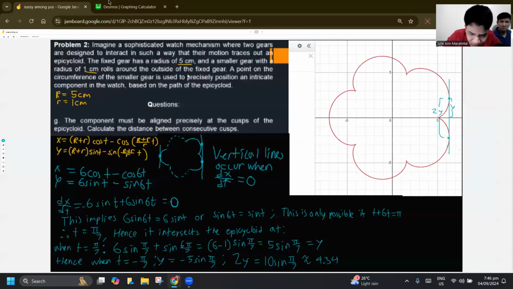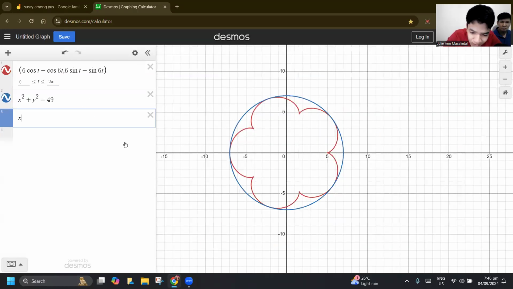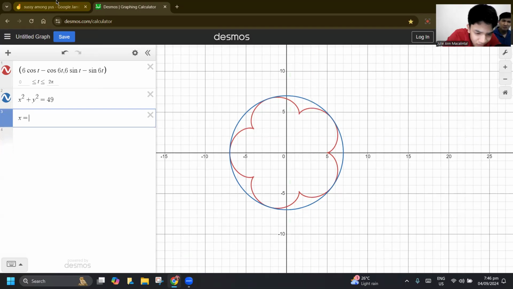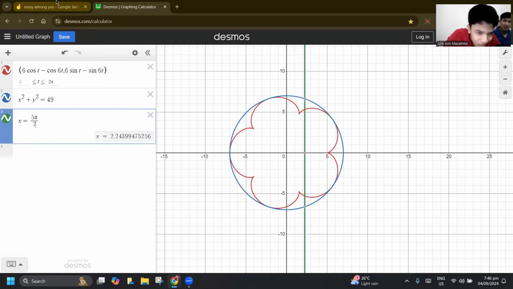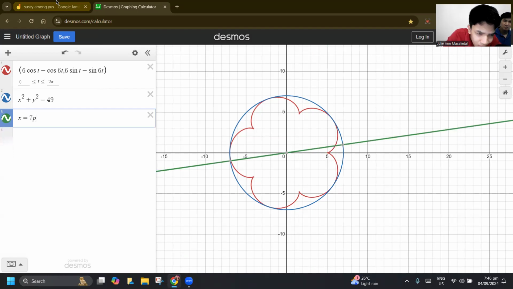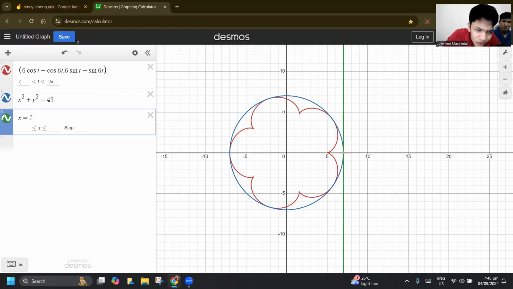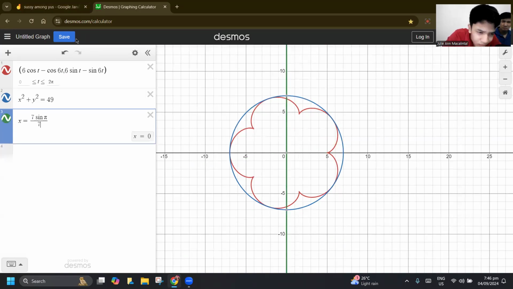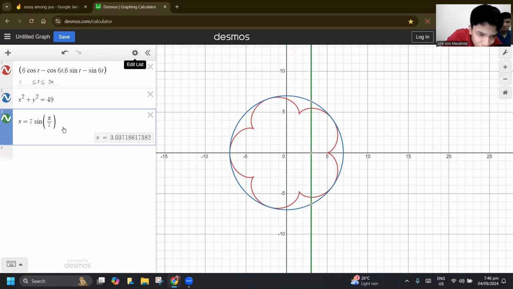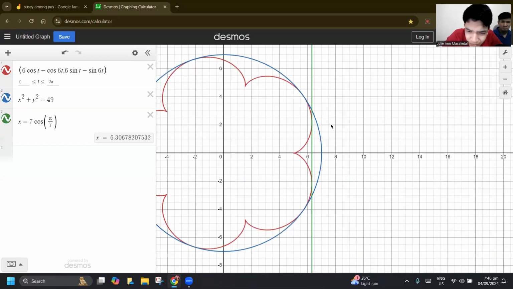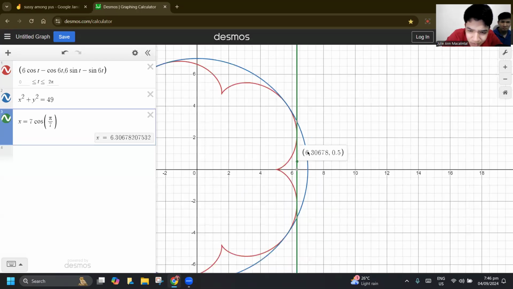And the answer is about, let's do that, 7 sin pi over 7, or 7 cos pi over 7. So anyway, this is the correct answer. I'm just putting it here for reference.